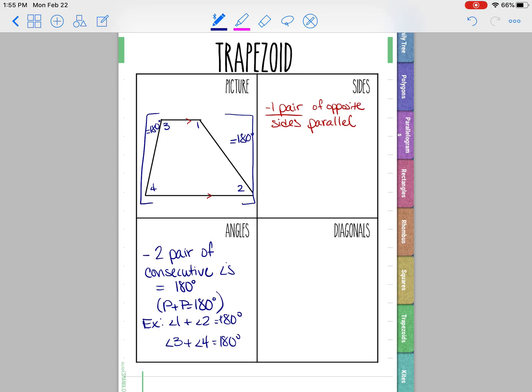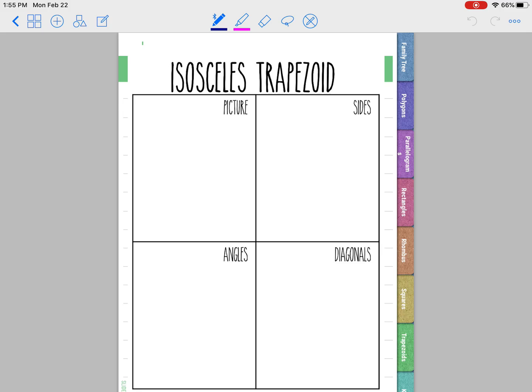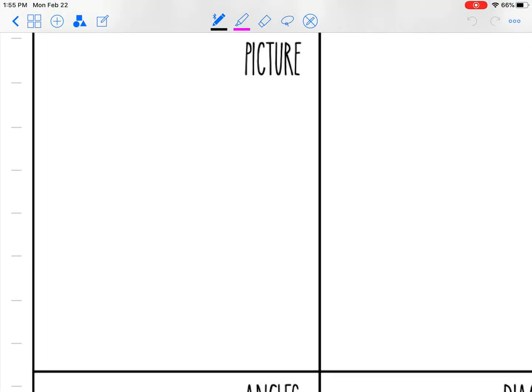So let's move on to an isosceles trapezoid. We talked about isosceles triangles, and that meant that 2 sides are the same. Well, it's also going to be the same thing with the trapezoid. 2 sides are going to be the same. So the way an isosceles trapezoid is set up looks like this. It's kind of your typical trapezoid that you grew up seeing. Looks kind of like the lampshade.